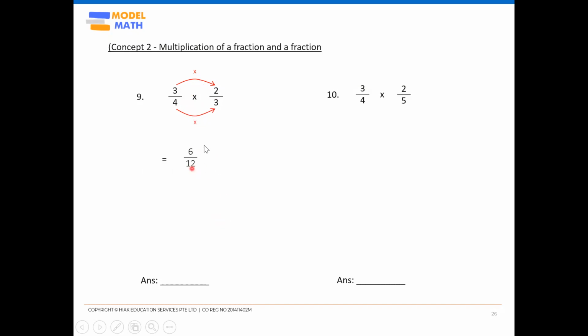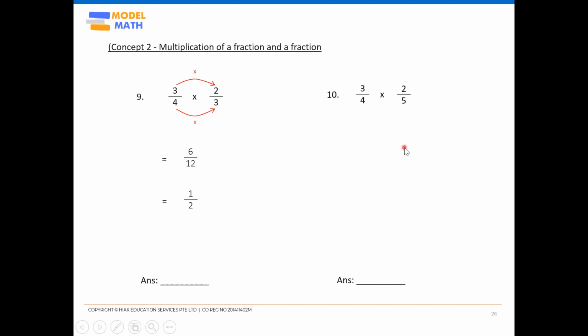Okay, so this is what I mean. If you don't do the cancellation method for this, you do not get the simplest form straight away. So you have to go and see how to further simplify this. So both top and bottom divide by 6. That will give you half. Same answer as what I showed you previously.